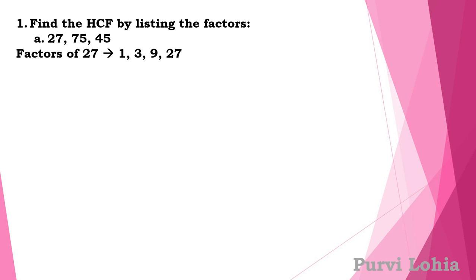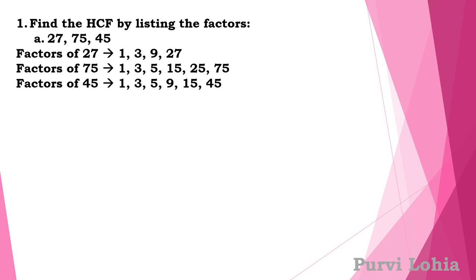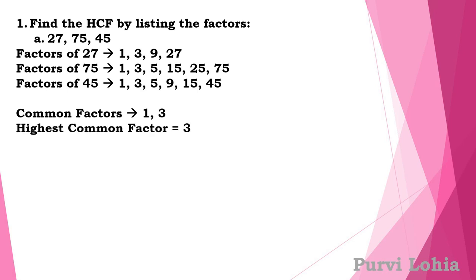Factors of 75 are 1, 3, 5, 15, 25, 75. And factors of 45 are 1, 3, 5, 9, 15 and 45. Common factors are 1 and 3. So what will be the highest common factor? Correct. It is 3. Next question.